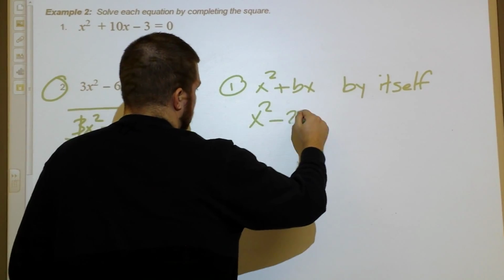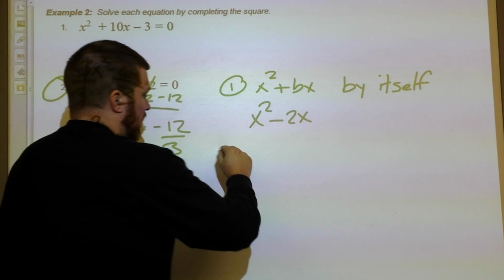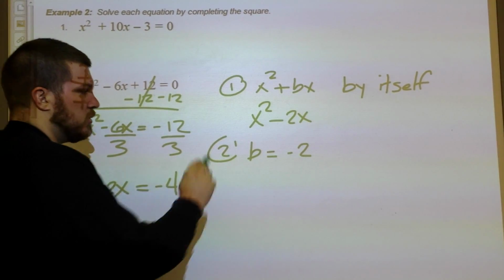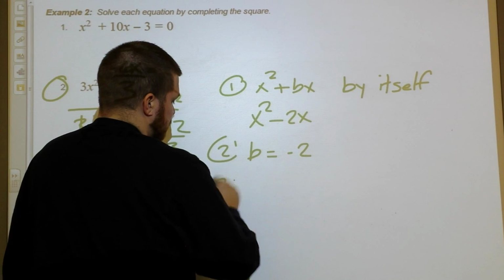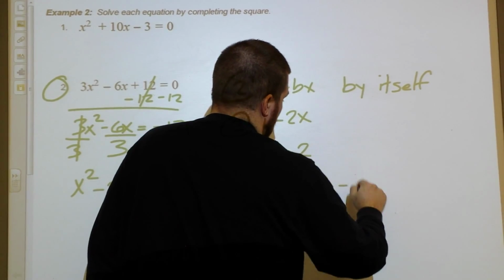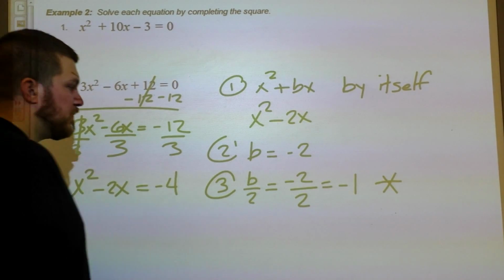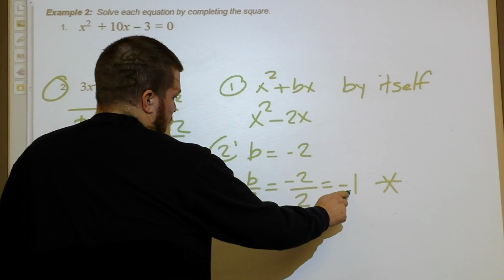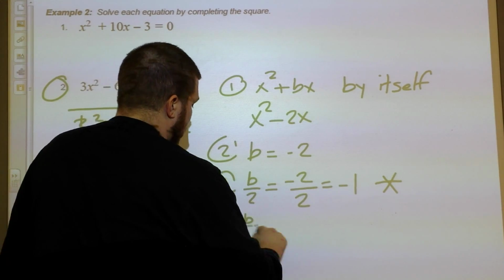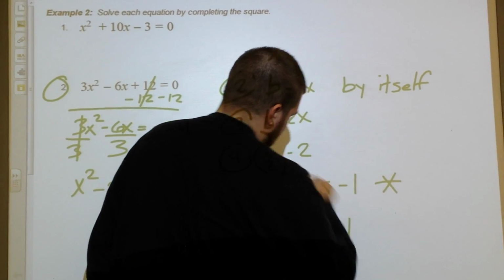So x squared minus 2x follows that pattern. So based on that, b is now going to be negative 2 for this particular problem. Once we know what b is, we're going to divide that by 2. So we have negative 2 divided by 2, which is negative 1. I want to put a star next to it because that's going to help me factor in the end, which I'm going to need to do. Now that I know that b divided by 2 is negative 1, I'm going to take that number and square it. So b divided by 2 squared, and negative 1 squared, which is positive 1.